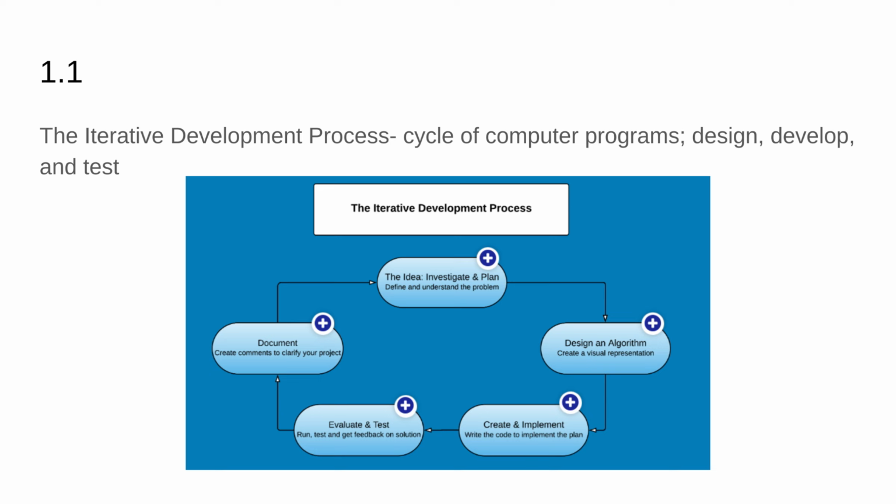So first, it is topic 1.1, which talks about the iterative development process. That is basically a cycle of computer programs which design, develop, and test. As you can see in the image, that is the cycle and it's repetitive and uses iteration. Iteration is basically a synonym for repetition.